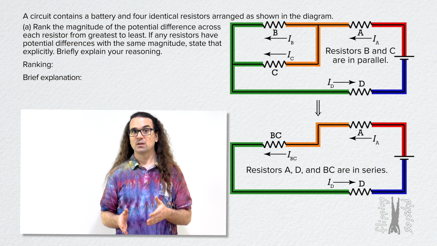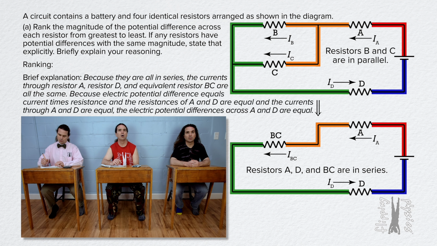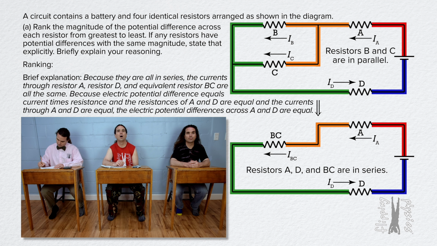Bo, could you please now answer part A? Please give us your explanation and rank the electric potential differences across each resistor. Sure. Let's write out our brief explanation as, because they are all in series, the currents through resistor A, resistor D, and equivalent resistor BC are all the same. Because electric potential difference equals current times resistance, and the resistances of A and D are equal, and the currents through A and D are equal, the electric potential differences across A and D are equal.